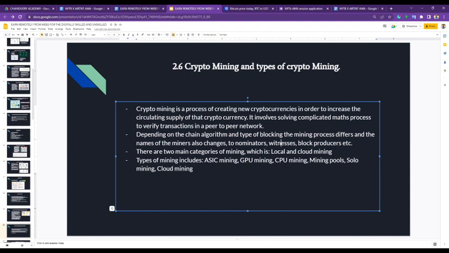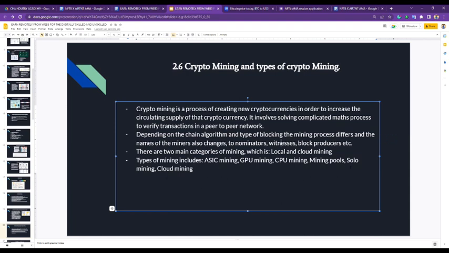There are also two main categories of mining, called local mining and cloud mining. And there are different types of mining which fall under these two major categories of local and cloud mining, and that includes ASIC mining, which falls under local mining, GPU mining also under local mining, CPU local, mining pool local, solo mining could be either local or cloud, and cloud mining is cloud.